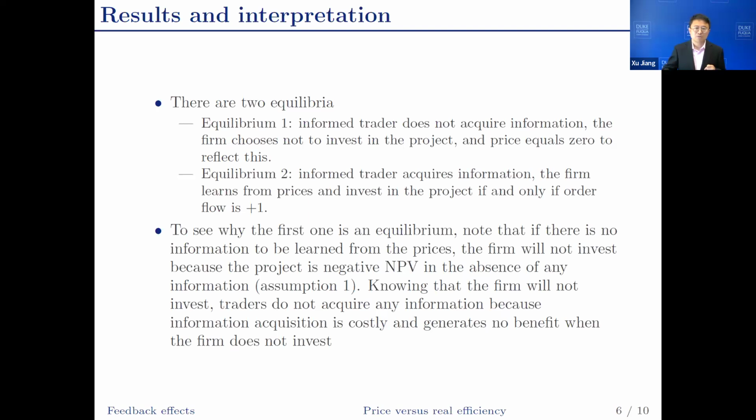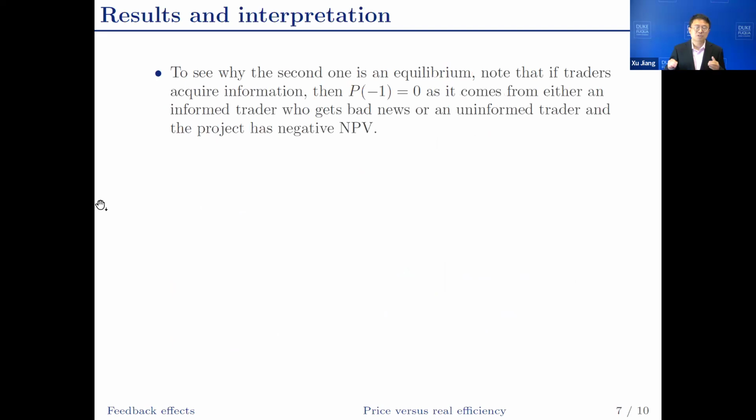The informed trader is not going to acquire information. To see why the second one is equilibrium, know that if traders acquire information, then price is going to have information content. When the order flow is -1, the price is going to be 0 because the firm is not going to invest in the project.